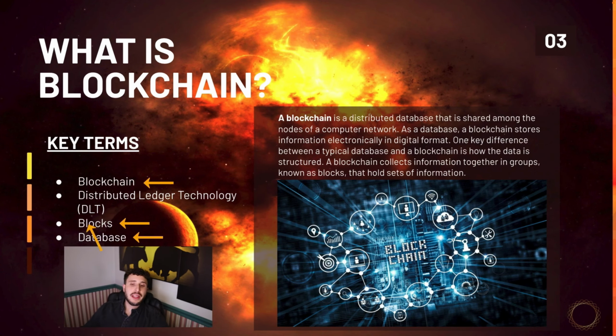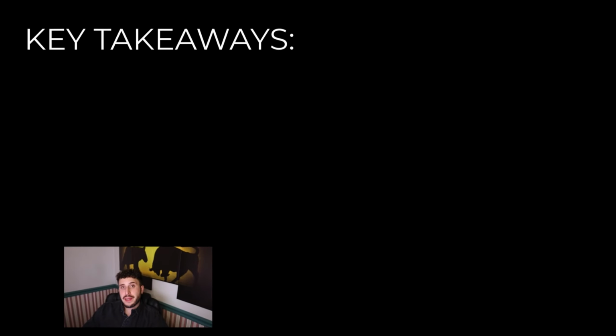So then we have distributed ledger technology. It's just another way to say blockchain. So blockchains are also known as distributed ledger technologies. Key takeaways: distributed ledger is completely open to anyone. Once information is recorded inside a blockchain, it is very, very difficult to change it. And there's three parts of a block.